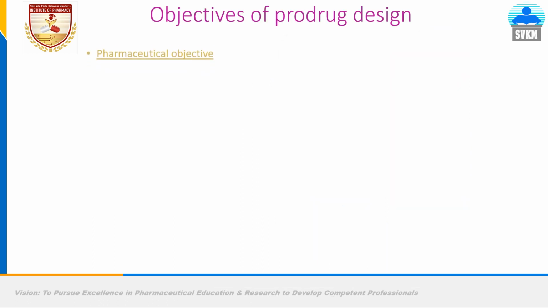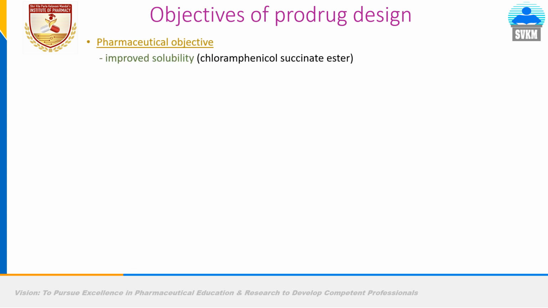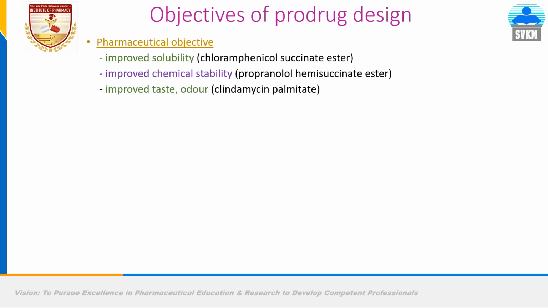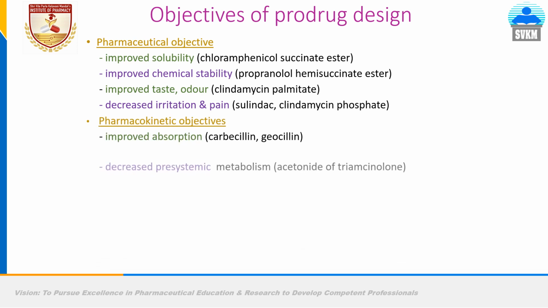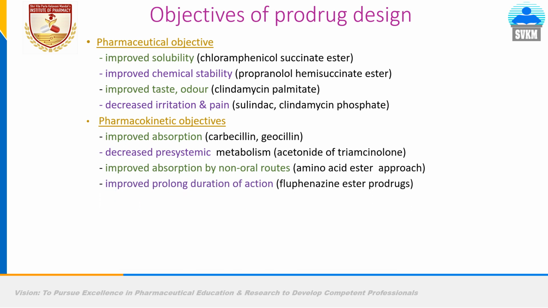Why are we required to convert such a drug? There are certain reasons. Some drugs have a solubility issue, so we have to improve the solubility. Some drugs have a stability issue, so we have to improve the stability. Some drugs have issues with taste and odor, and we change that by converting the drug into the prodrug, also decreasing local irritation and pain. And in pharmacokinetics, like absorption, distribution, pre-systemic metabolism and protein binding, all those things can also be improved in the prodrug design approach.